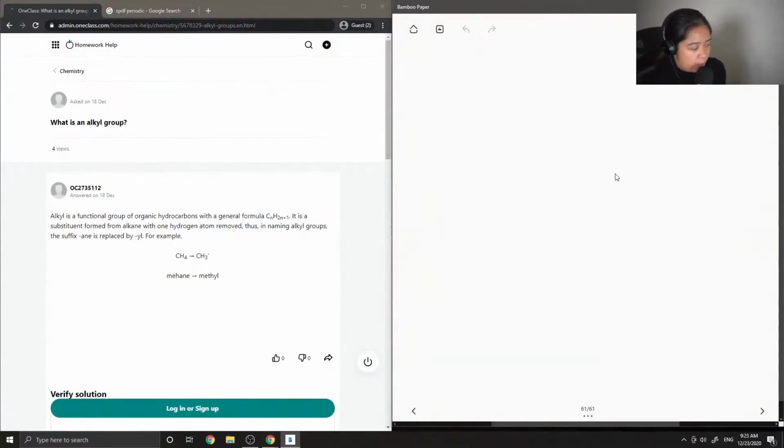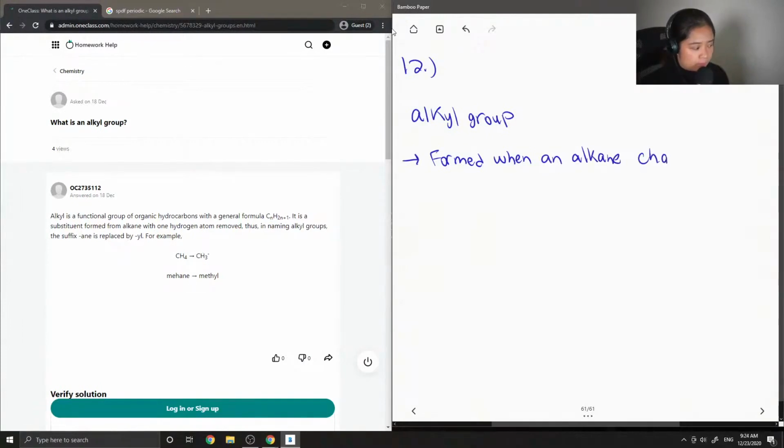Okay, so question 12 just asks, what is an alkyl group? Alkyl group. So these groups are formed when an alkane has one hydrogen removed.